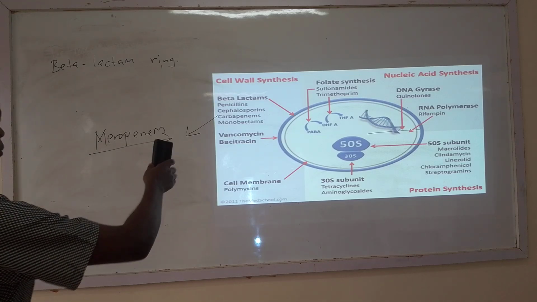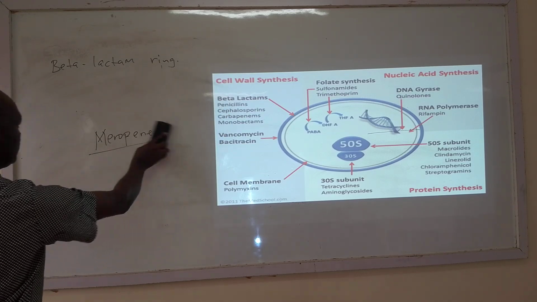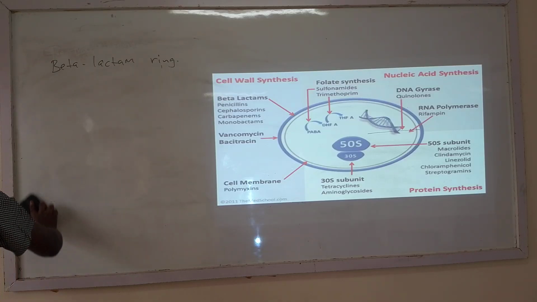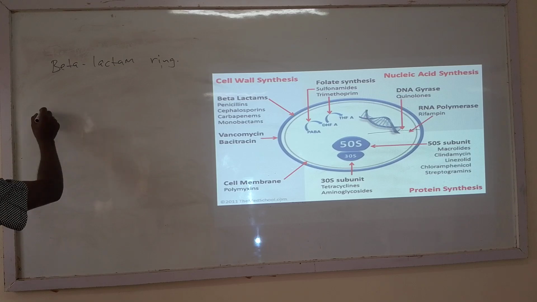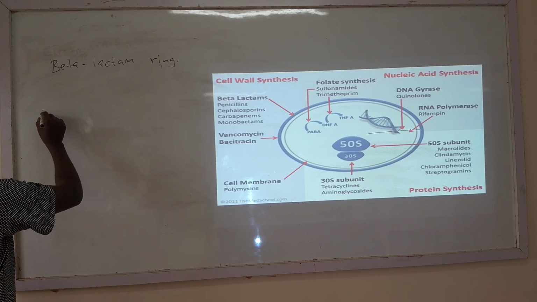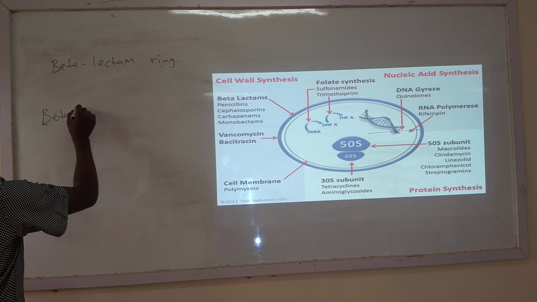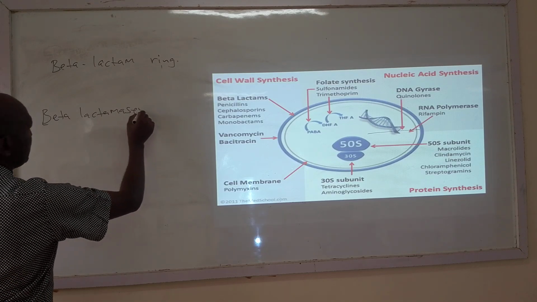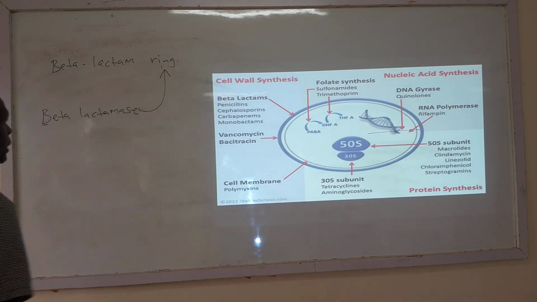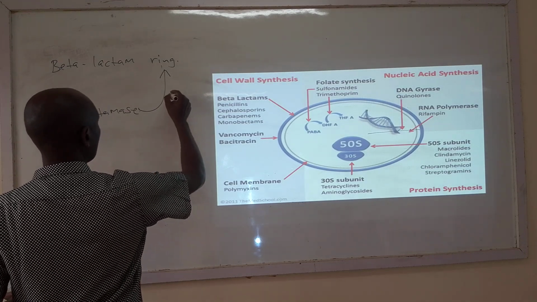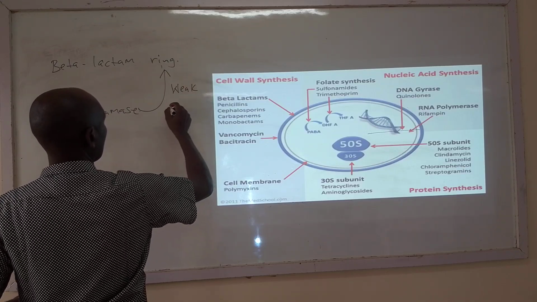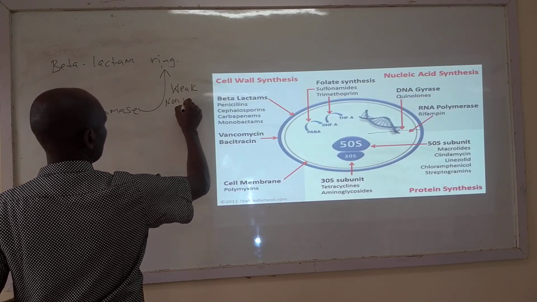Something you need to remember about this category of drugs is that we have other bacteria that are very stubborn. They produce an enzyme called beta-lactamase, which inhibits this ring on the antibiotic, therefore rendering that antibiotic weak and non-responsive.